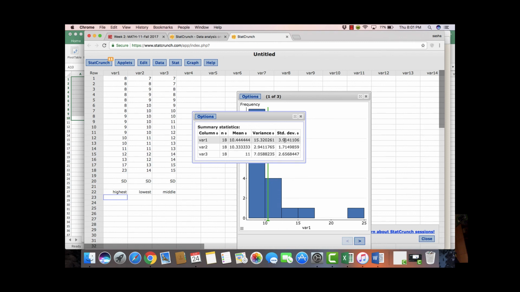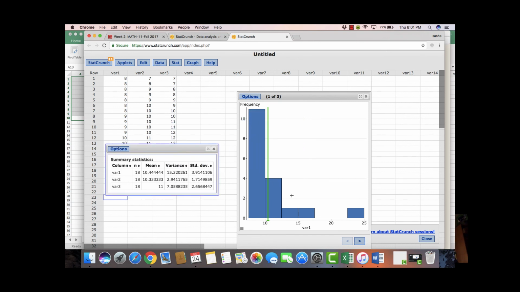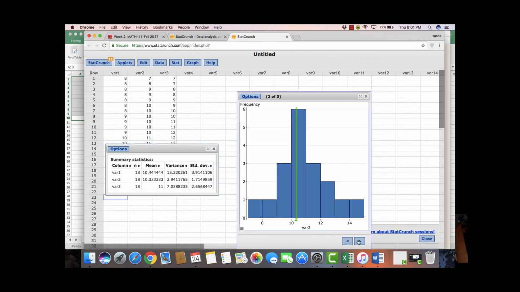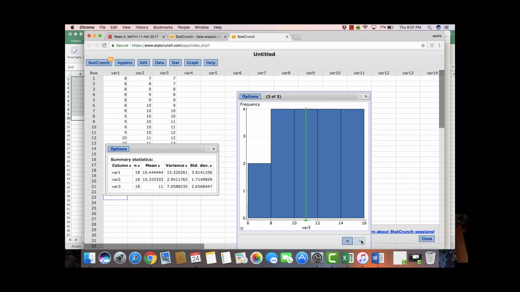And it makes sense if you look at our values that for variable 1, we're expecting that each value is approximately 4 units on average away from the mean, whereas here it's just less than 2 units away from the mean, and here, on average, it's over 2 units away from the mean.